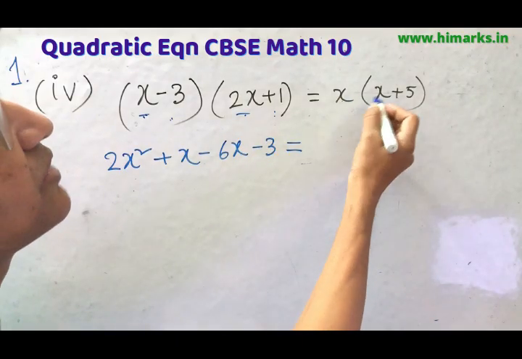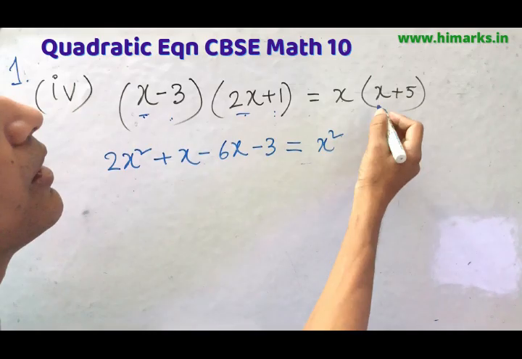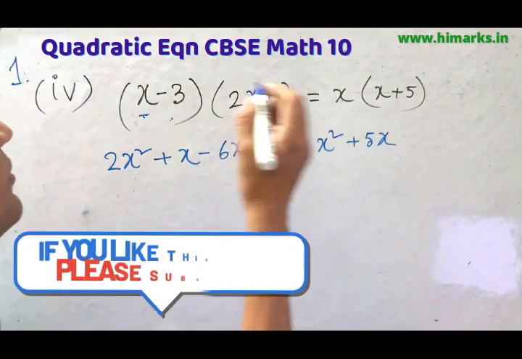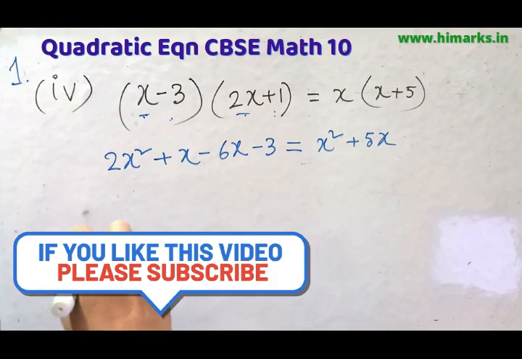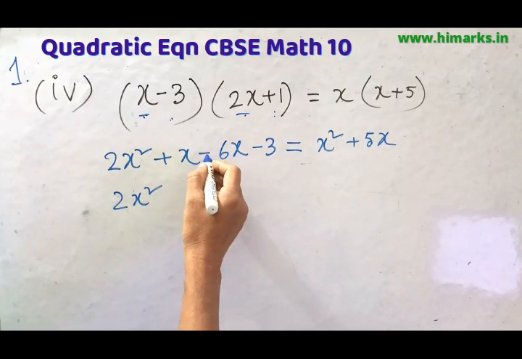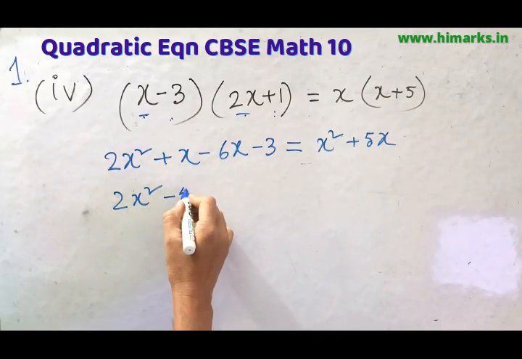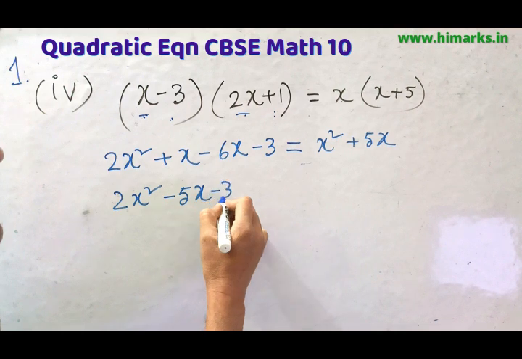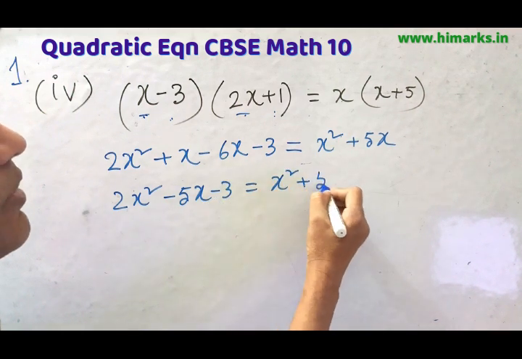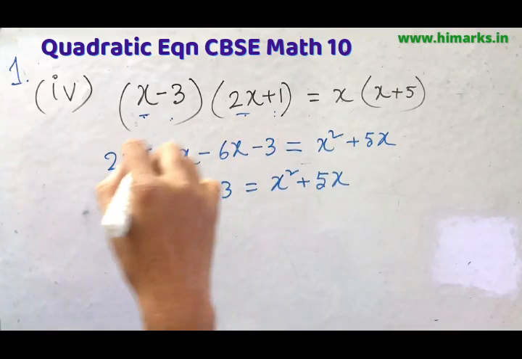Here x and x is x square. x and 5 is plus 5x. Now the next step is to simplify. Let's see what is there on the sides. x minus 6x is minus 5x, minus 3. This side is x square plus 5x.